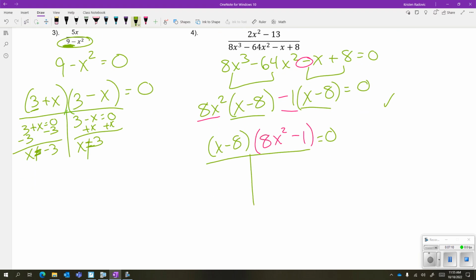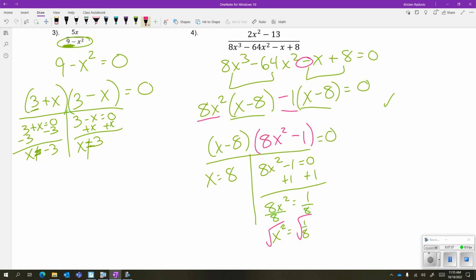When you make your t-chart, I should have x is equal to 8. And on the right-hand side, I have to actually solve this. I have 8x squared minus 1 equals 0. So I'm going to bring the 1 to the other side, and I get 8x squared equals 1. I divide by 8. I get x squared equals 1/8. And at this point, you would have to take the square root to get the 1/8 by itself. Just make sure when you take the square root, you include a plus or minus. So this is going to be x equals plus or minus the square root of 1/8.